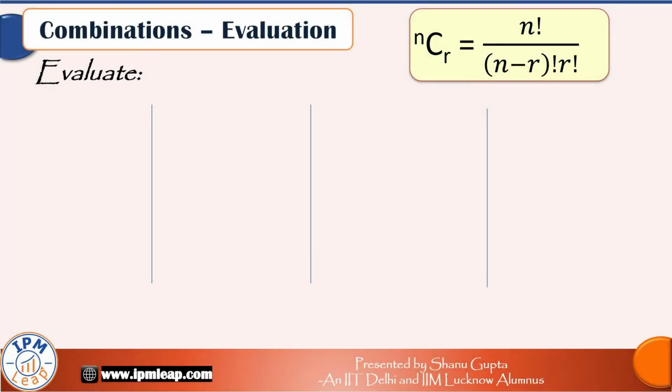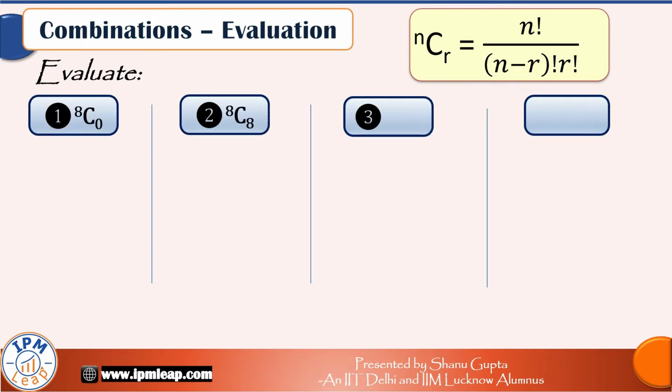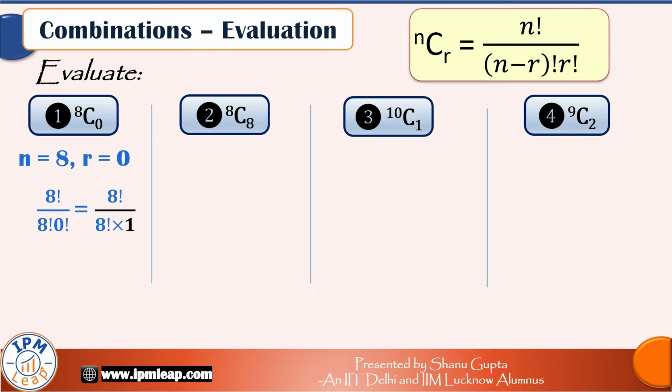Let's learn to evaluate the combinatorial numbers. First is 8C0. Comparing it with the combinations notation, n is 8 and r is 0. Since nCr is equal to n factorial over n minus r factorial into r factorial, its value will be equal to 8 factorial over 8 minus 0, that is again 8 factorial into 0 factorial. 8 factorial gets cancelled in the numerator and denominator and its resulting value will be 1 because 0 factorial is also 1.